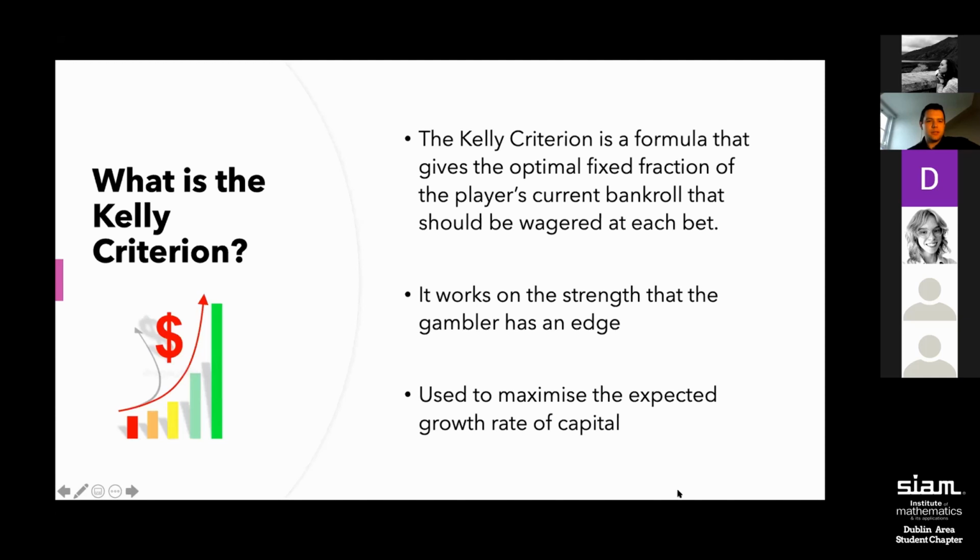Because you're only betting a fixed fraction, you're avoiding the risk of ruin. And this means that the amount you'll be betting each time will be dependent on your current bankroll. The Kelly criterion can only be used when the gambler has an edge. This is when the person knows that the odds are slightly better than the odds that are being offered. For example, someone would have an edge if they knew that a coin was biased.